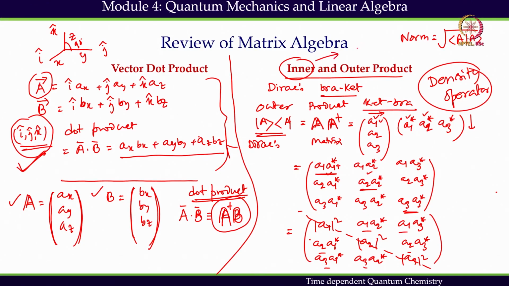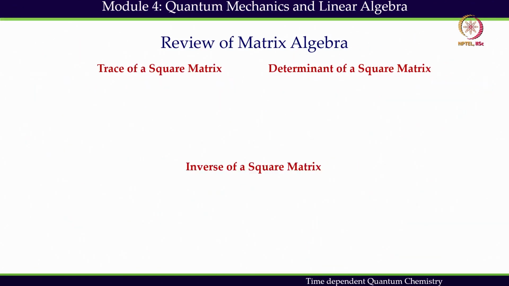Inner product is going to be bracket, where I have presented it this way. We will move on and present the trace of a square matrix. Trace of a square matrix is the sum of all of its diagonal elements.